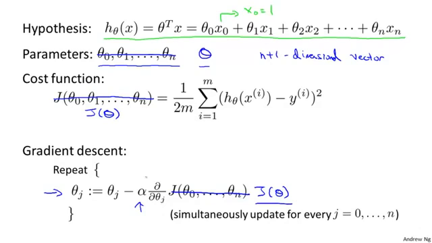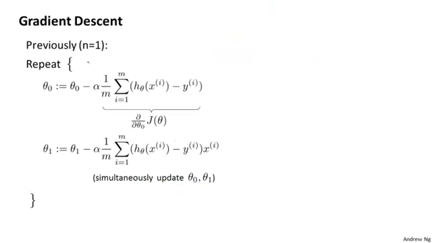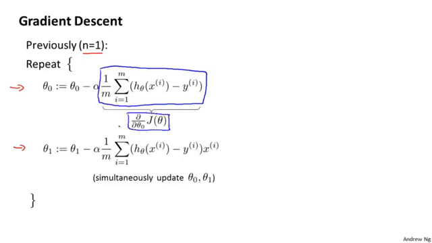Let's see what this looks like when we implement gradient descent, and in particular, let's see what that partial derivative term looks like. Here's what we have for gradient descent for the case of when we had n equals 1 feature. We had two separate update rules for the parameters theta 0 and theta 1. Hopefully these look familiar to you. And this term here was, of course, the partial derivative of the cost function with respect to the parameter theta 0. And similarly, we had a different update rule for the parameter theta 1.